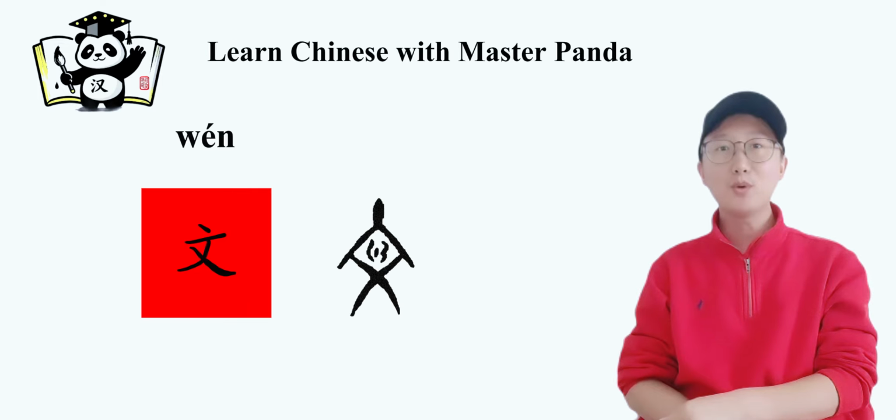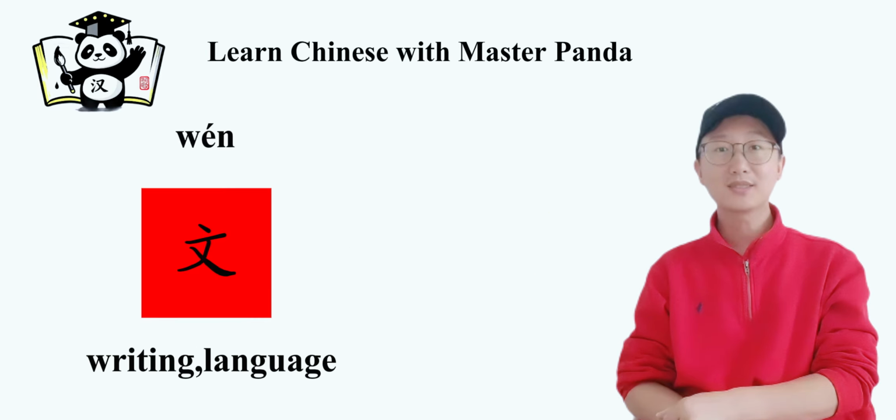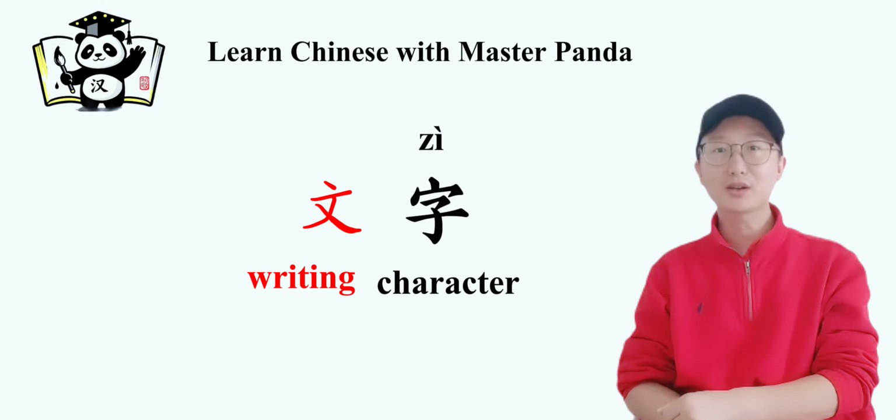The 6th character is 文. The ancient form of 文 depicted a person with tattoos or ornate patterns on the chest. It originally meant pattern or mark. This evolved to mean writing or language. Let's learn one word. 文字. 文 means writing. 字 means character.